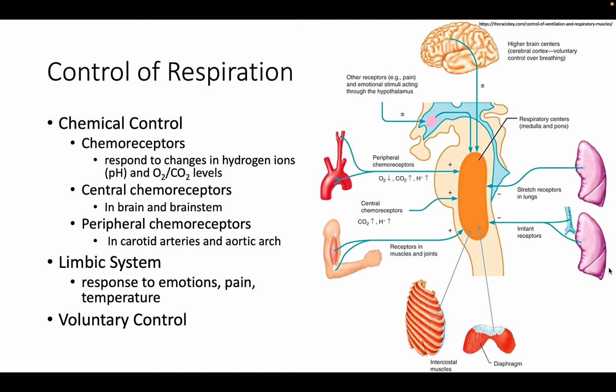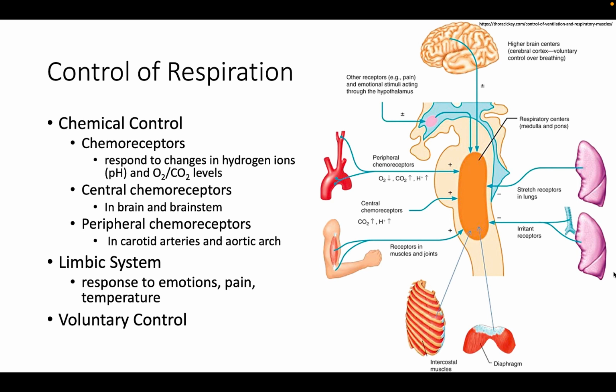So in contrast, low levels of carbon dioxide in the blood cause low levels of hydrogen ions in the brain, leading to a decrease in the rate and depth of pulmonary ventilation, and this produces a shallow or slower breathing. So carbon dioxide is a major regulator of our respiration.